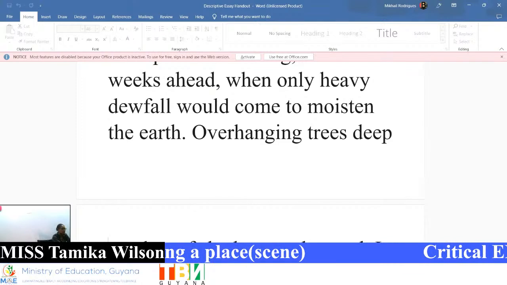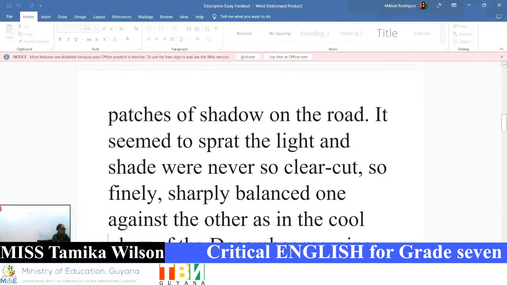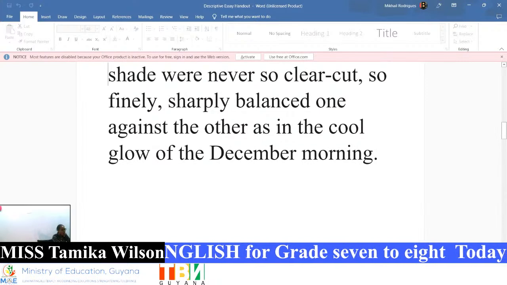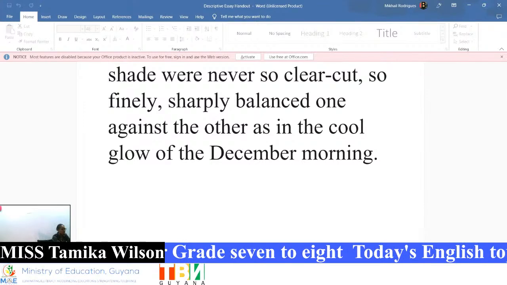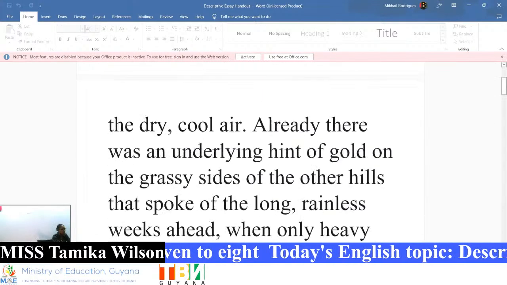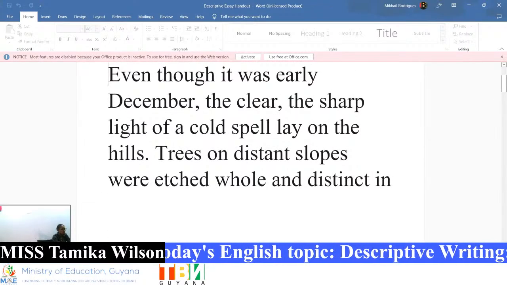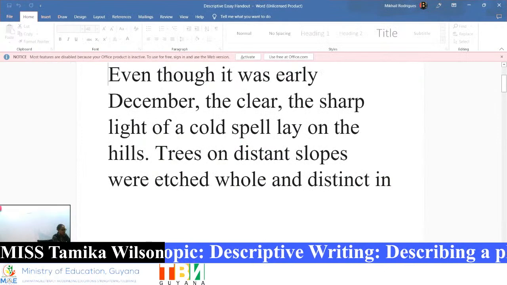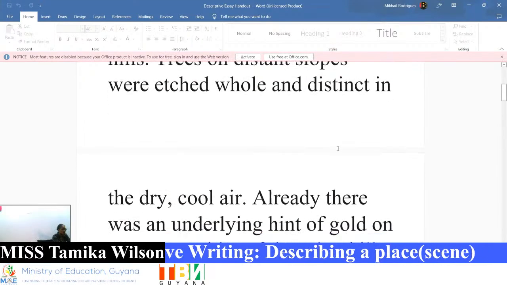Overhanging trees, deep patches of shadows on the road. It seemed to spread the light, and shades were never so clear cut, so finely, sharply balanced one against the other as in the cool glow of the December morning. So nothing in this paragraph appeals to our sense of... we're looking at the sense of smell, yes? So nothing here appeals to our sense of smell. So let's see the next paragraph and see if we find anything that appeals to our sense of smell.